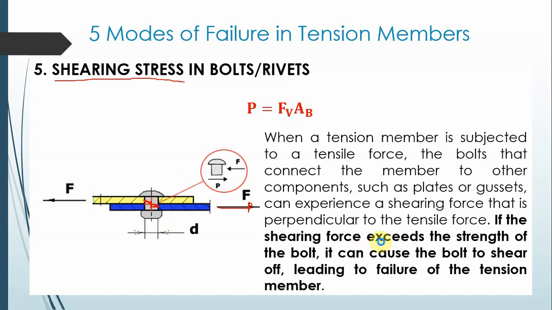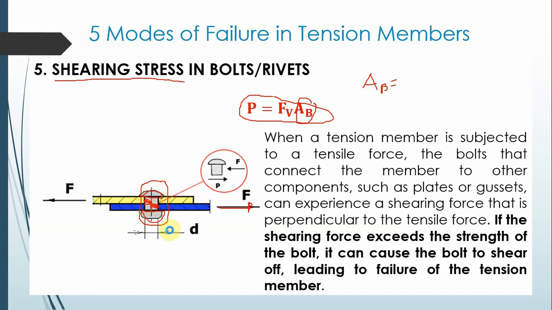If the shearing force exceeds the strength of the bolt, it can cause the bolt to shear off, leading to failure of the tension member. So if it fails, it detaches. So the tensile force is equal to the allowable shearing stress times A sub b. What do we mean by this A sub b? This A sub b refers to the shear area of the bolt or rivet. Here it is a rivet.